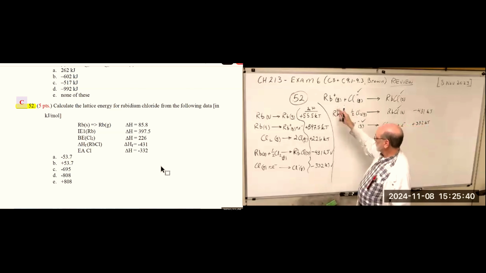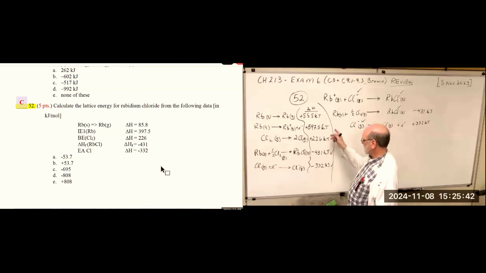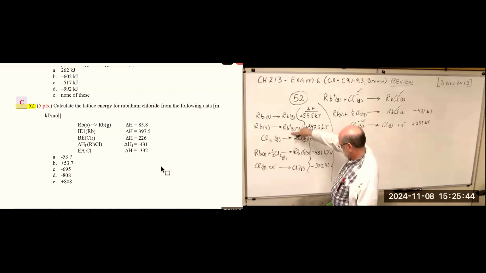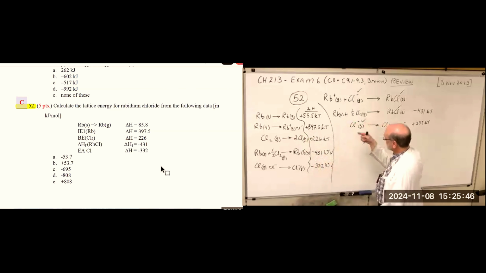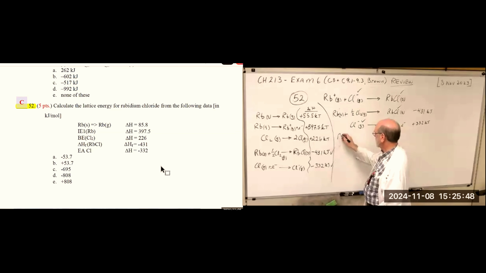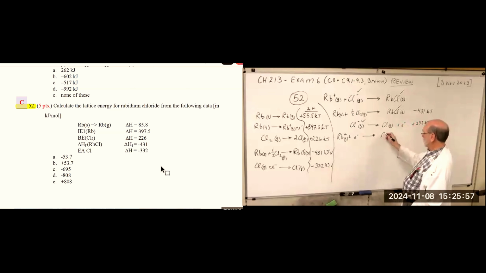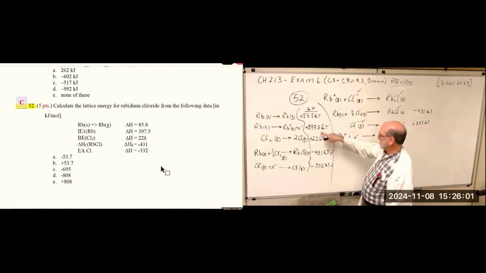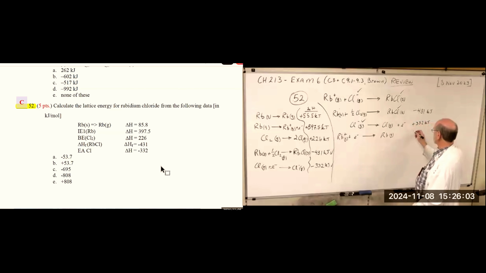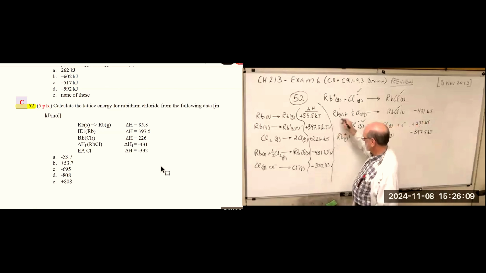Now, how about rubidium plus? Rubidium plus here. Yep, there it is. It needs to be on this side. Gas, electron, and rubidium gas. Change the sign. Minus 397.5 kilojoules. Okay, takes care of that one.